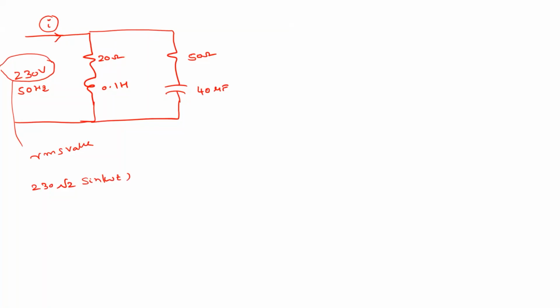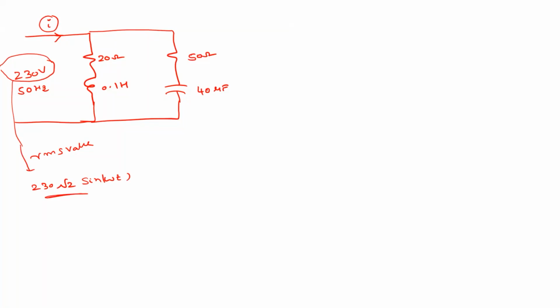If nothing is mentioned, that means it is RMS value. So we will represent this as 230 into root 2 sine omega t, unless it is specified as peak value or something like that. So this is 230 into root 2.